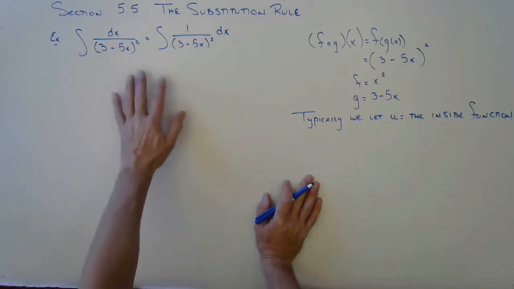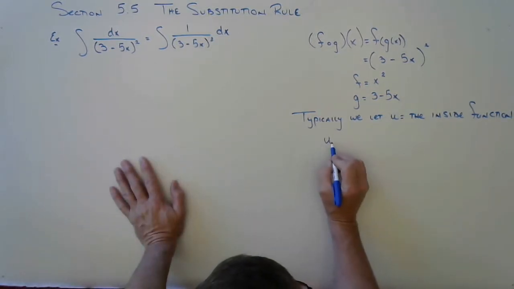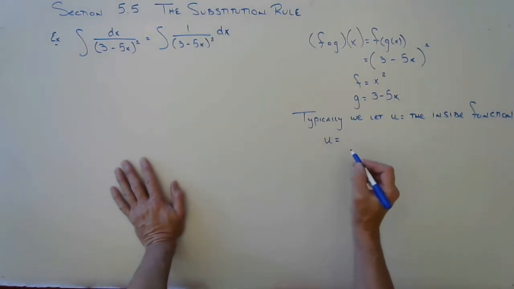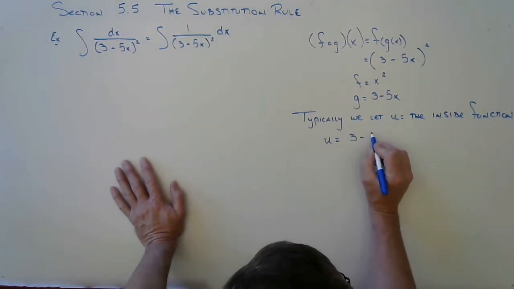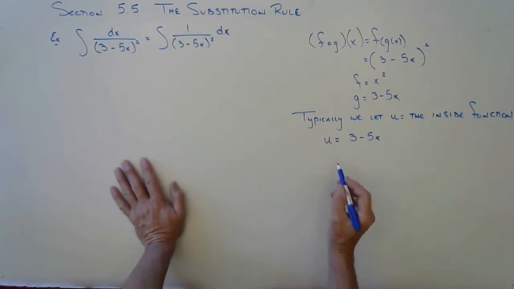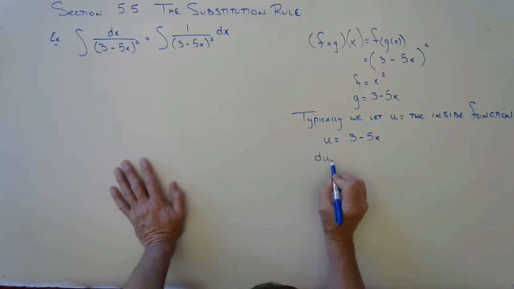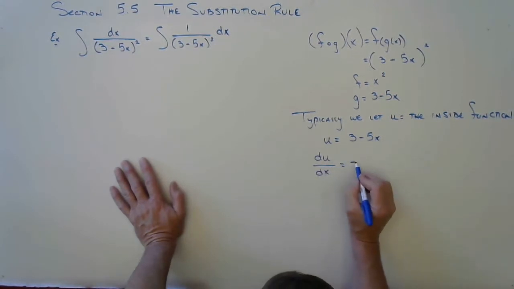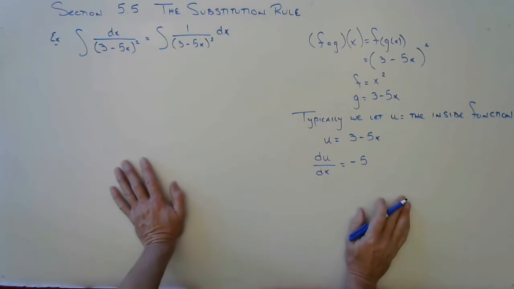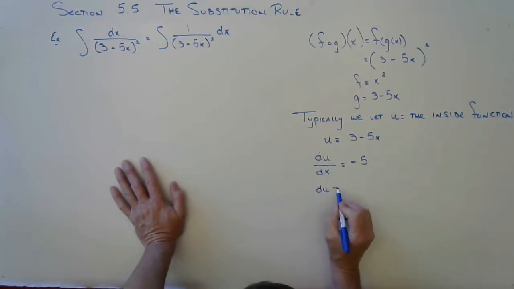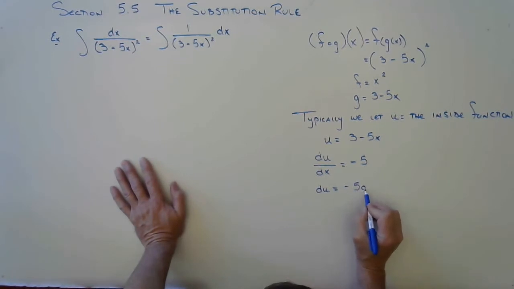So if I'm going to do this problem, I'm going to come over here on my paper, off to the side, out of the way, and I'm going to say, okay, I'm going to let u be 3 minus 5x. Right? Now our next step, remember our next step is to take the derivative of both sides. The derivative of 3 minus 5x, of course, is negative 5. We're going to treat these as differentials, so we're going to put the dx over here.